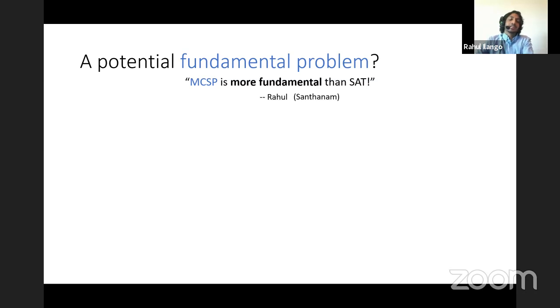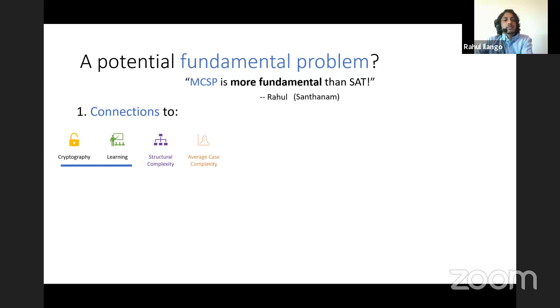It's primarily because of the connections the problem has. It has connections to cryptography. It has connections to learning, and these two things are very interesting because SAT, for all its wonderful connections, hasn't had such a large influence in cryptography and learning. And then there are also connections to things that you might expect, like structural complexity theory, average case complexity, and circuit complexity.